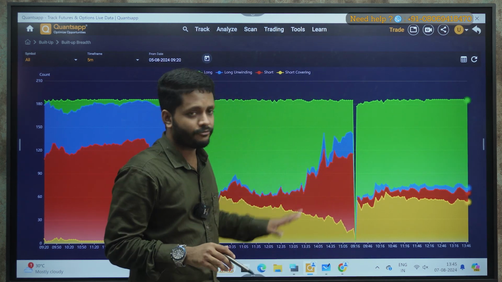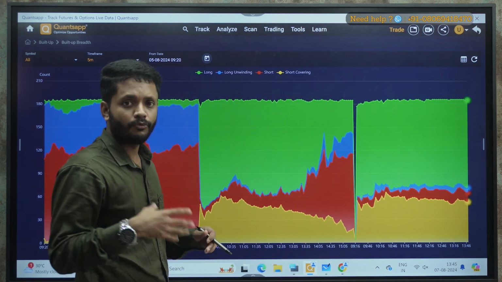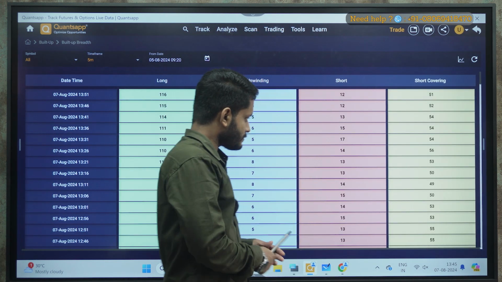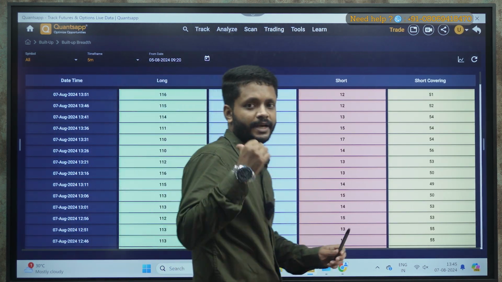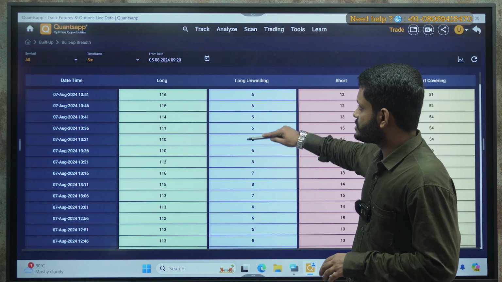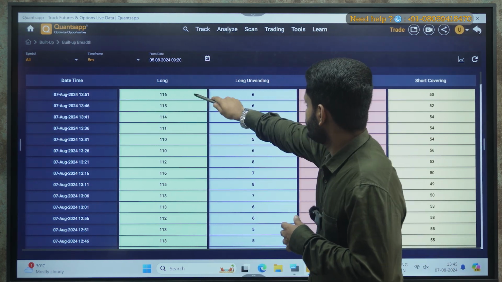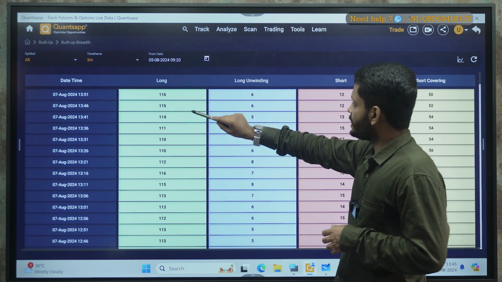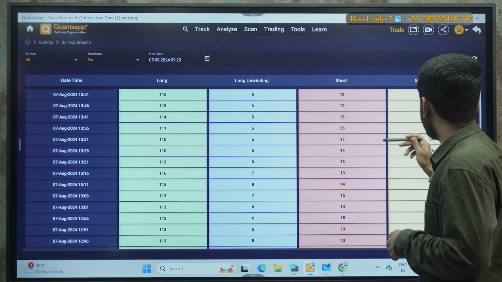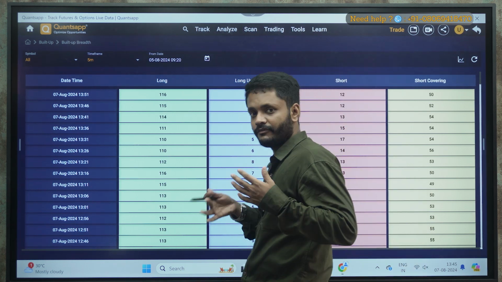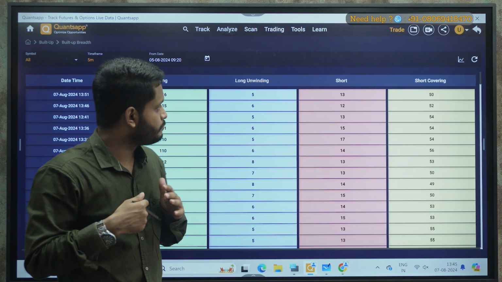So this is the graphical representation, I would say. If you want it in absolute numbers, you can go to the table view. Check. So every 5 minutes I am getting the absolute numbers. If you see 7th August today at 1:51, I can see 116 stocks are in long, 6 stocks are in long unwinding, 12 short and 50 short covering. So whenever long and short covering is more, the sentiment is bullish, I would say.